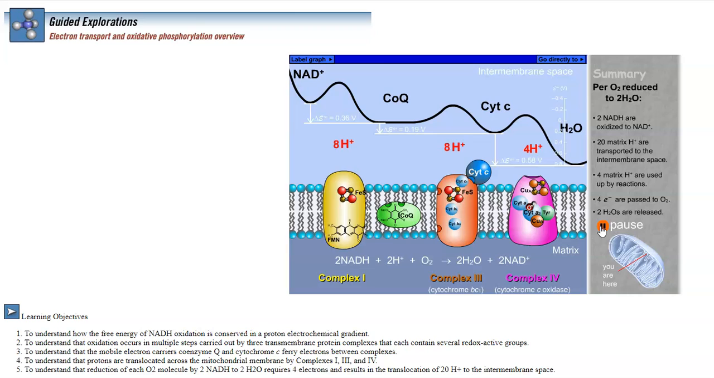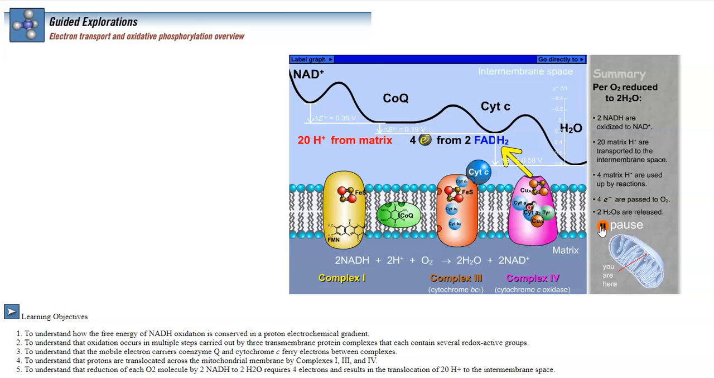For each molecule of oxygen reduced, 20 protons are transferred from the matrix to the intermembrane space. In addition, 4 matrix protons have been used to build 2 waters from the oxygen. 4 electrons are transported, requiring 2 NADH molecules as input. The free energy released by the redox steps is stored in the proton gradient produced. These 20 protons will be transferred back to the matrix by ATP synthase in a manner that drives the synthesis of approximately 6 ATP molecules, a process that is known as oxidative phosphorylation.